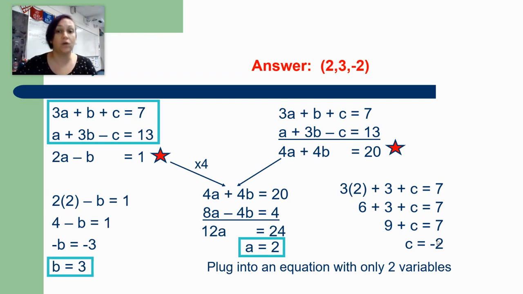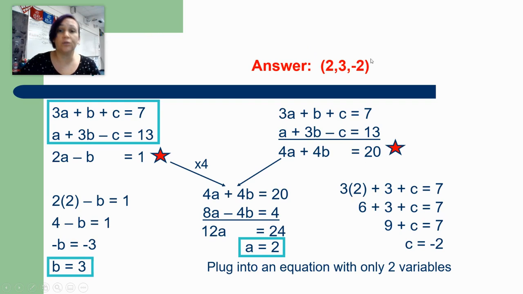Don't forget, too, that you can always check your work. If you want to check your work, what you do is you take your 3 answers and you plug them into the 3 original equations. Now, you do want to plug it into all 3 equations because theoretically, if we did this correctly, every equation should be correct when you plug those numbers in. So you can plug in your A, B, and C, and hopefully it equals 7. You can plug in your A, B, and C, and hopefully it equals 13. And you can plug in your A and your B, and it should equal 1.